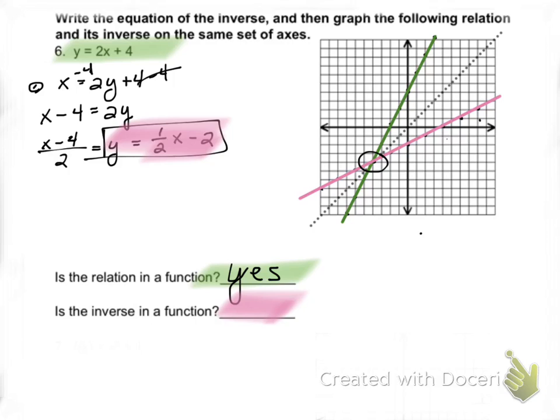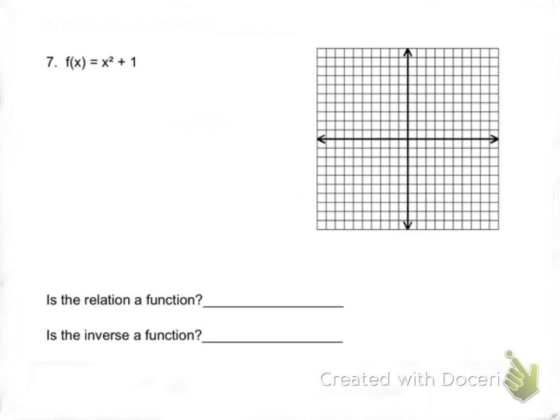Alright, and so is the inverse a function? Well, vertical line test again, it's also a line, and all lines are functions. So that tells us that's the answer to number 6. Now let's look at number 7. Number 7 is a little different because on number 7, again, we're going to put in our y equals x line.